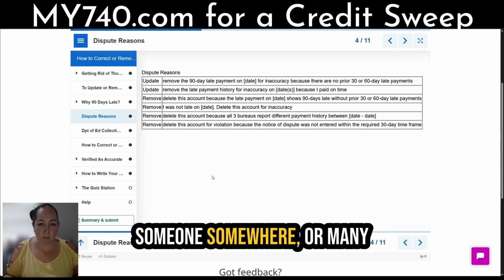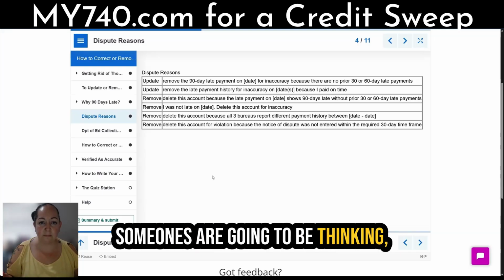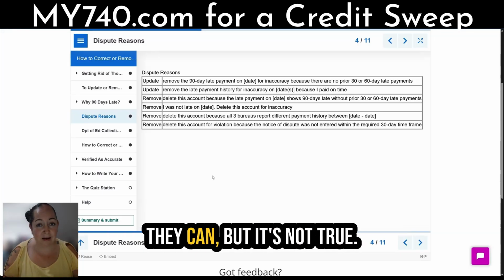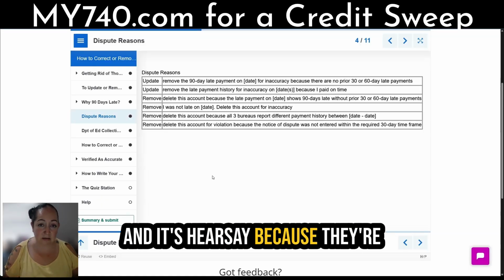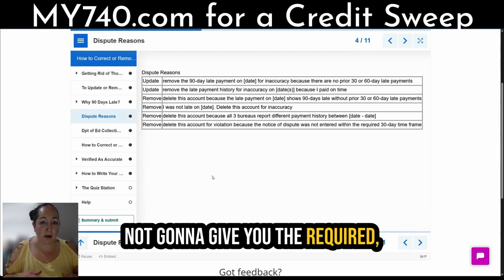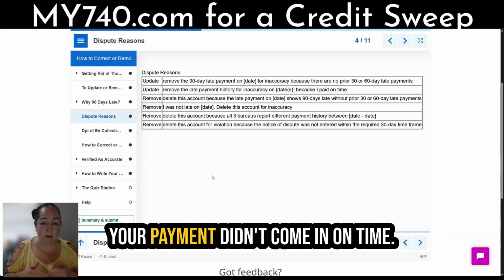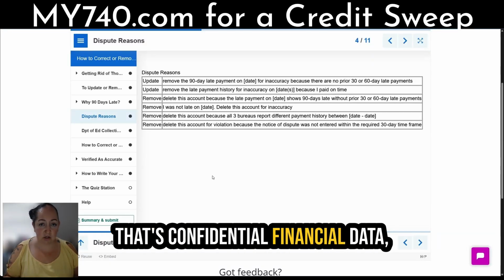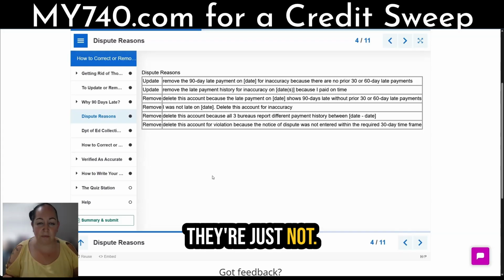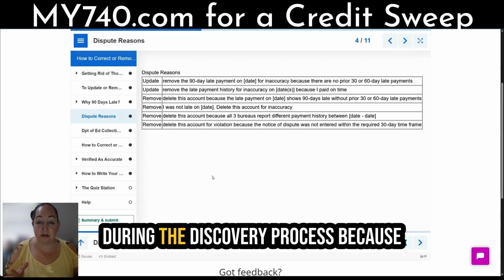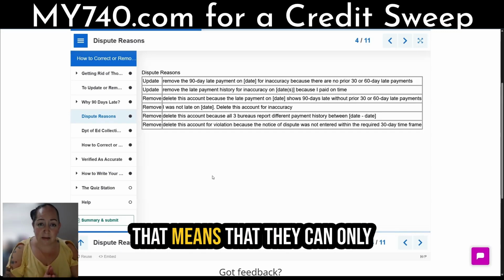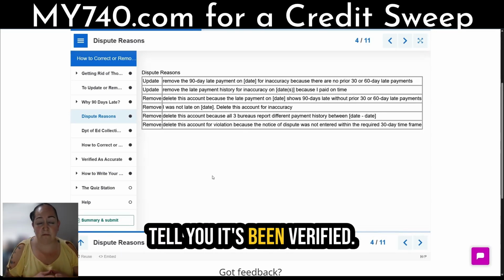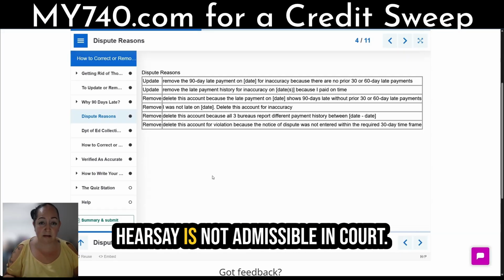One thing you need to understand with late payments, there's no way for them to verify a late payment. Someone somewhere, or many someones, are going to be thinking, hey, can't they just say that's verified? They can, but it's not true. And the reason that it's not true is because that's hearsay. And it's hearsay because they're not going to give you the required bank statement, the only proof your payment didn't come in on time. That's confidential financial data, and they're not giving it to you. They're just not. It's also not going to occur during the discovery process because they're probably not going to be able to get that from the accounting team. That means that they can only tell the credit bureaus it's been verified, and therefore it is hearsay. Hearsay is not admissible in court.